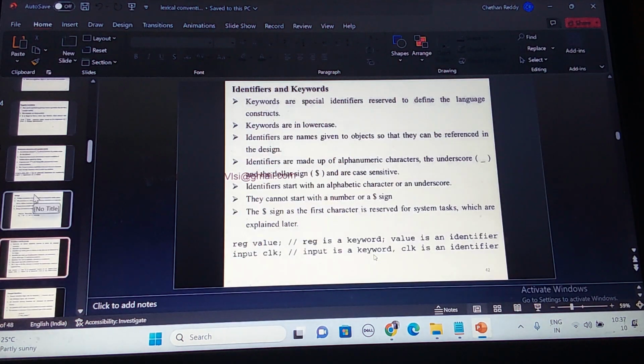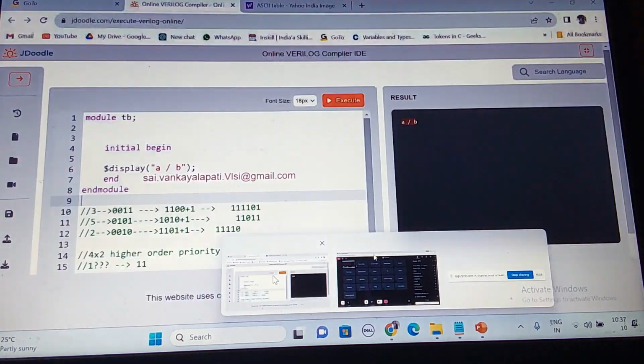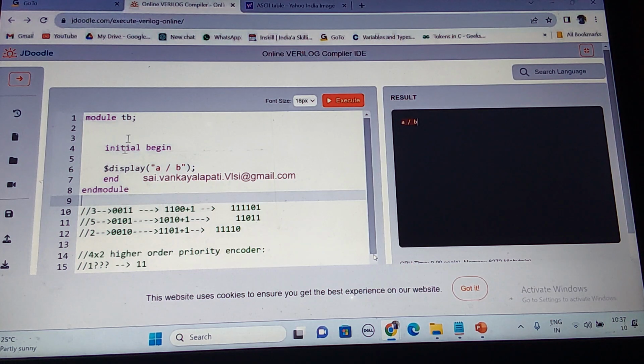You understand this one? Now let us go to a very important lexical convention of Verilog, which is keywords and identifiers. Keywords are the special identifiers in Verilog which are reserved to define the language constructs. Now coming back to this small program here, you can tell me what the keywords are. Module is a keyword, initial is a keyword, begin is a keyword, end is a keyword, and endmodule is a keyword. All are keywords.